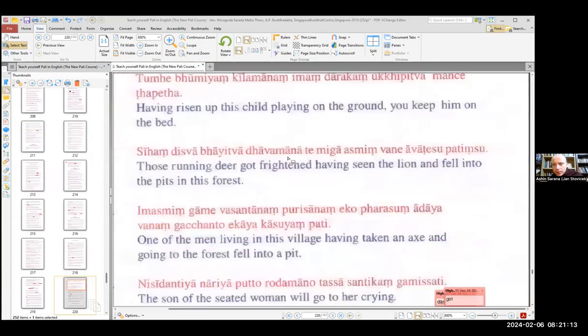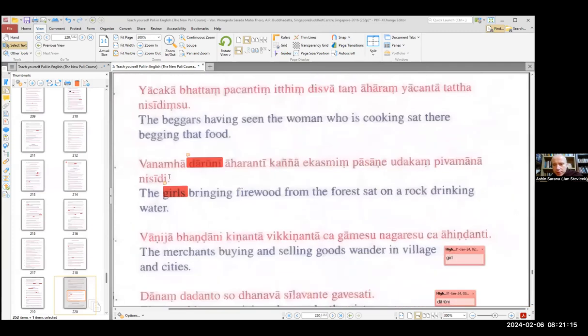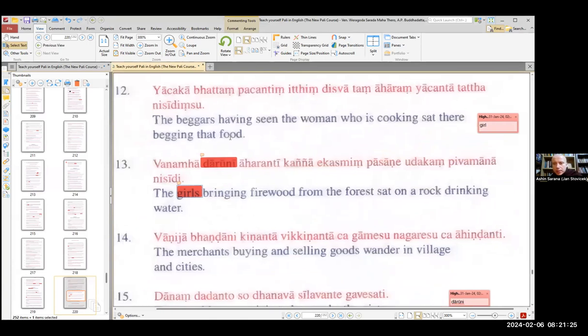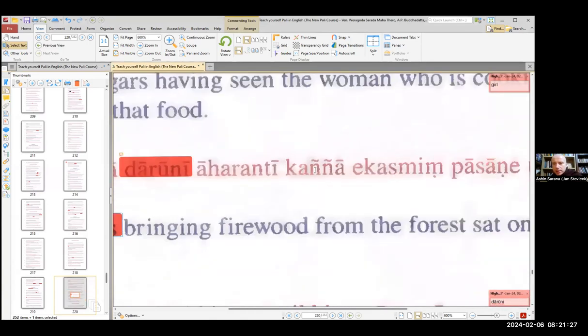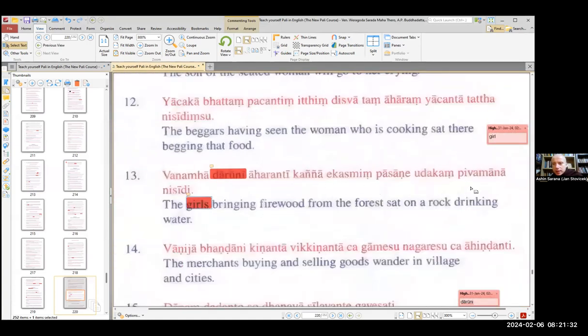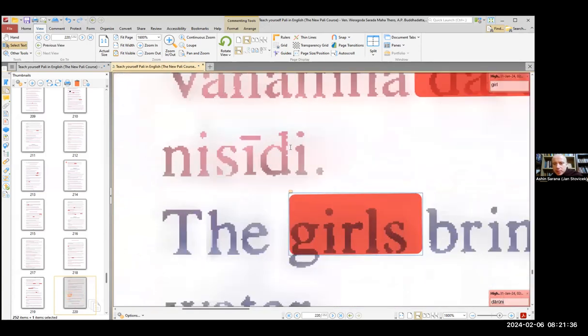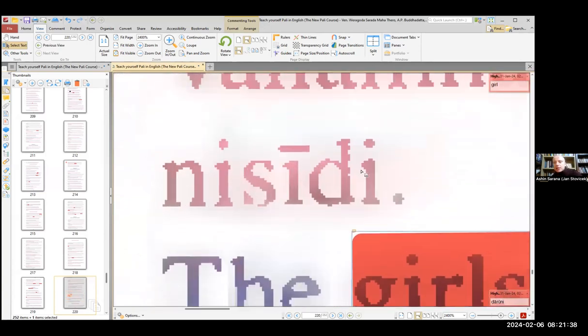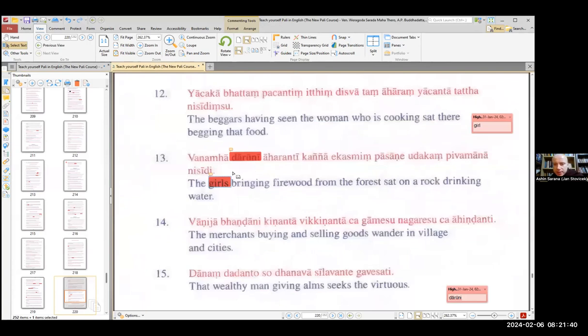And then what else? Daruni we already saw. Girls. Instead of girls, it is one girl. All right, because it is one kaññā, not kaññāyo. It's also aharanti, and it is pivamāna nisīdi. That's the main word from the nisīdi. Could it be nisīdiṃsu and everything else is right?